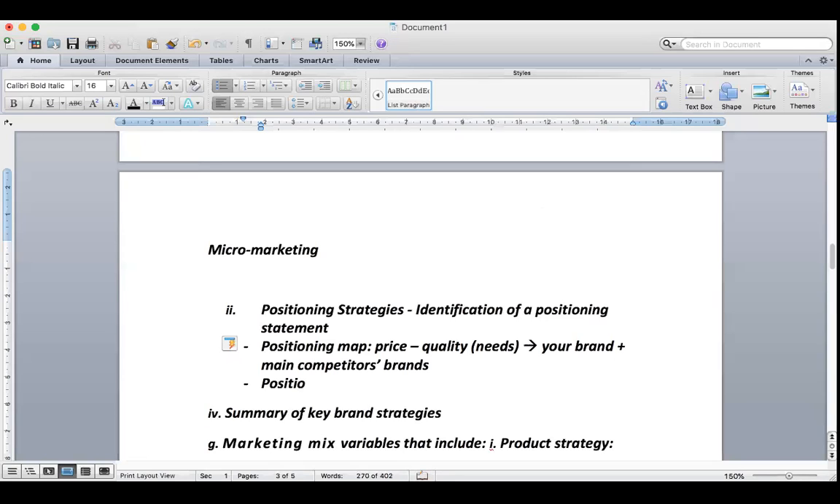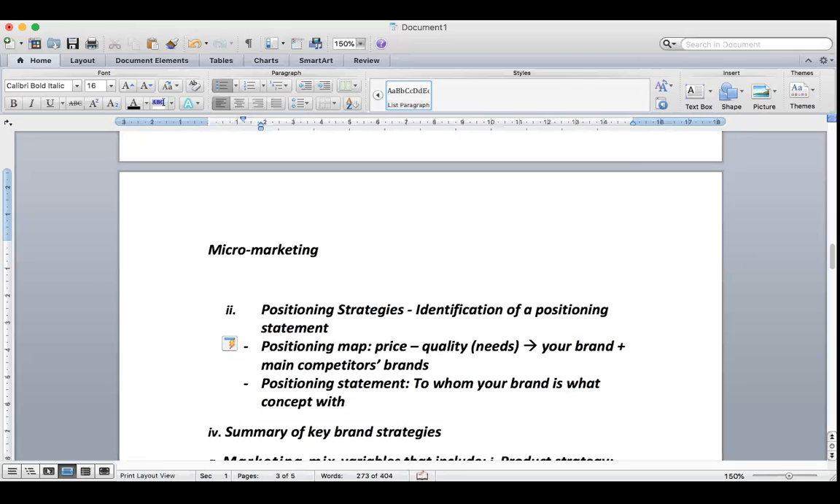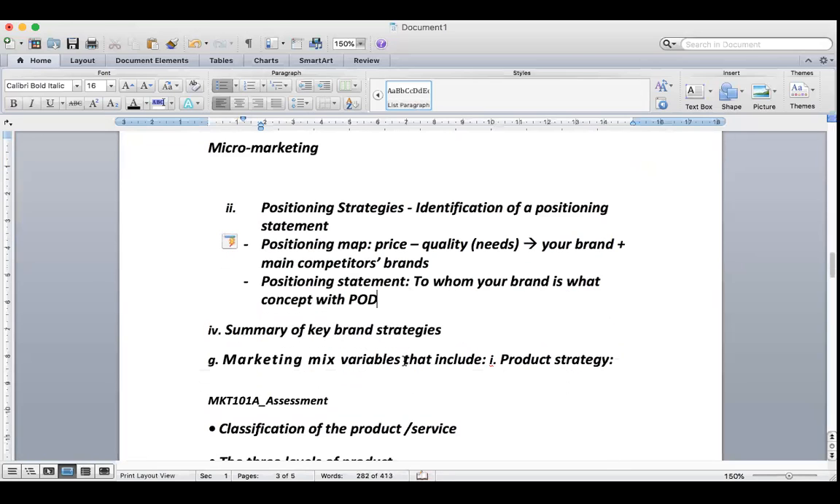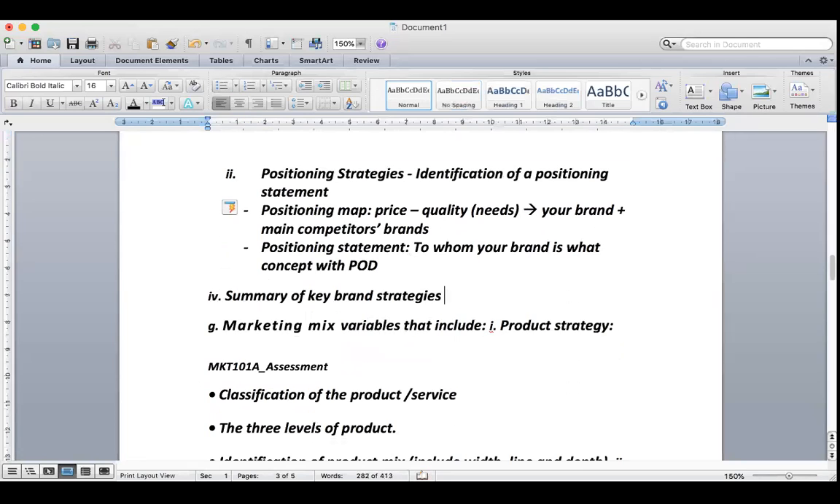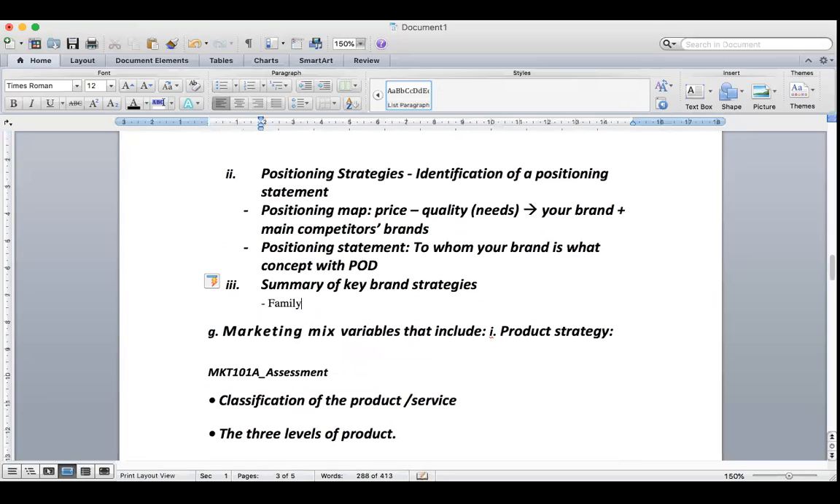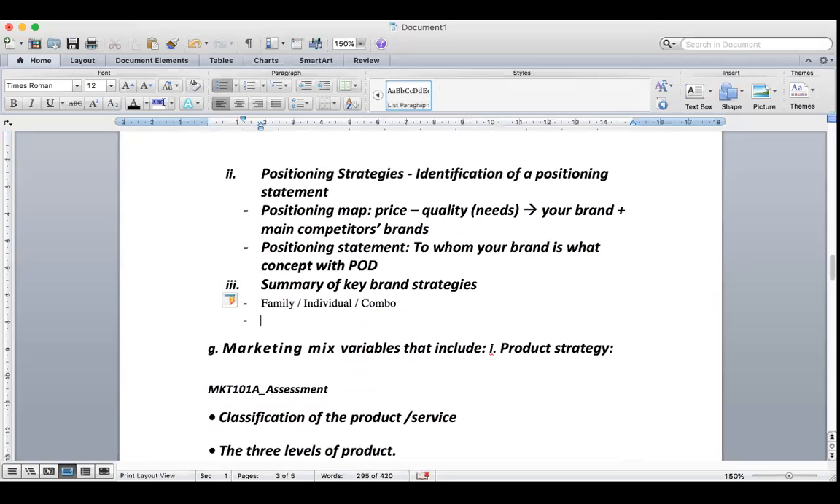From that positioning map, you create a positioning statement, which basically uses the formula: to whom, your brand is what concept, with what point of differentiation. To what target market, with what need, your brand is what concept that you promise, with what point of differentiation. And a summary of key brand strategies, whether your brand is using a family or individual branding strategy, or a combination of those things. You can also look at the brand development strategies, like line extension, brand extension, new brand, multi-brand. That will do the trick.